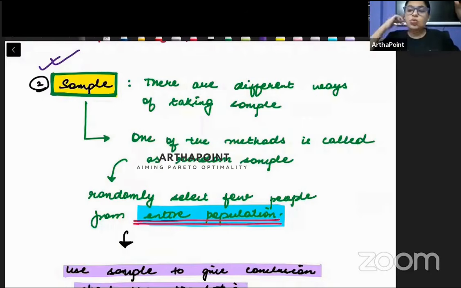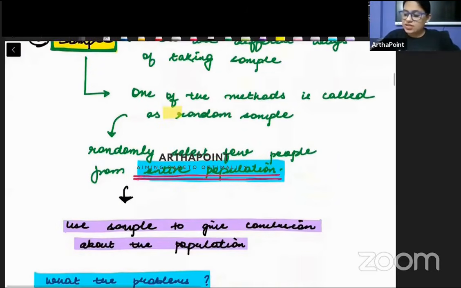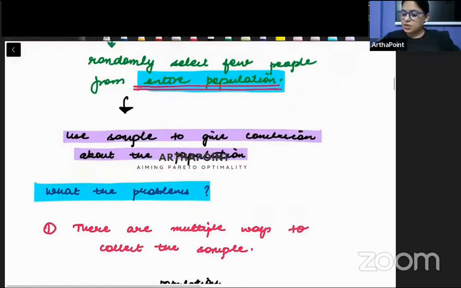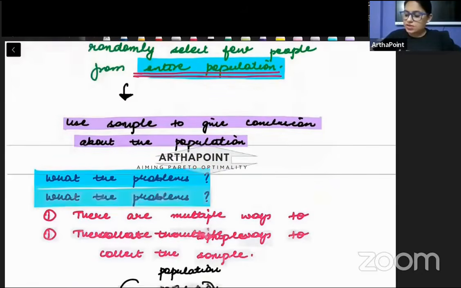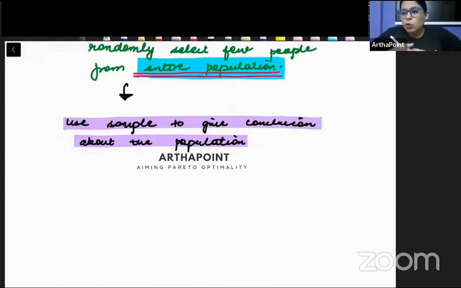There are multiple ways to go ahead and collect the sample, but one of the easiest ways of collecting a sample is known as random sampling. Now, what do we do in random sampling? So imagine something like this. Suppose I want to go ahead and collect data.